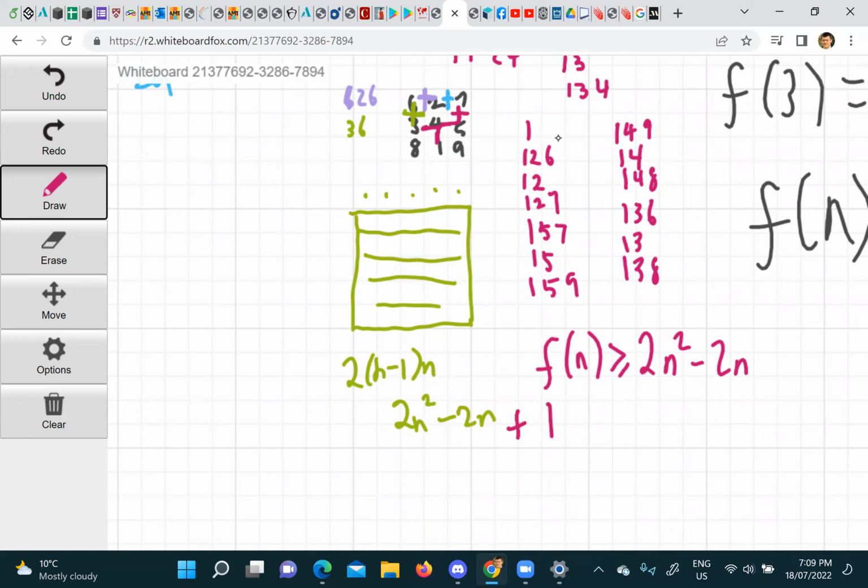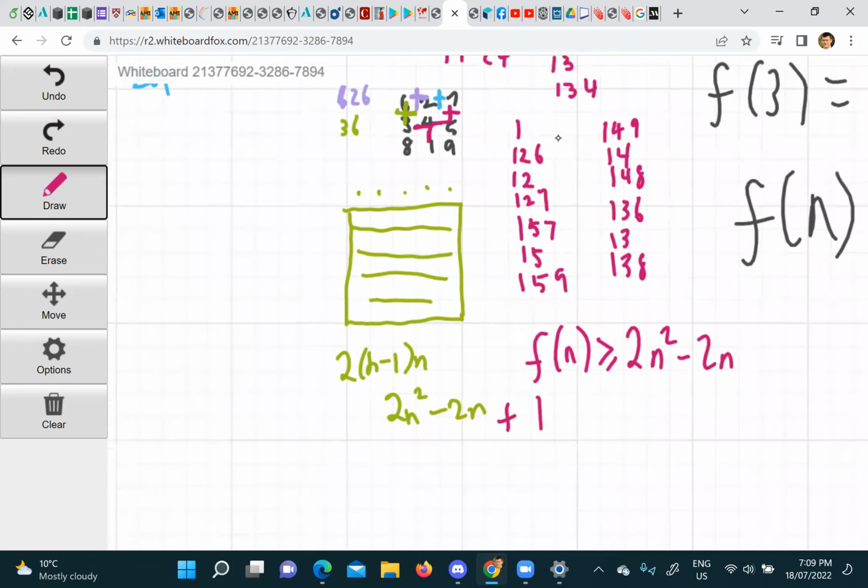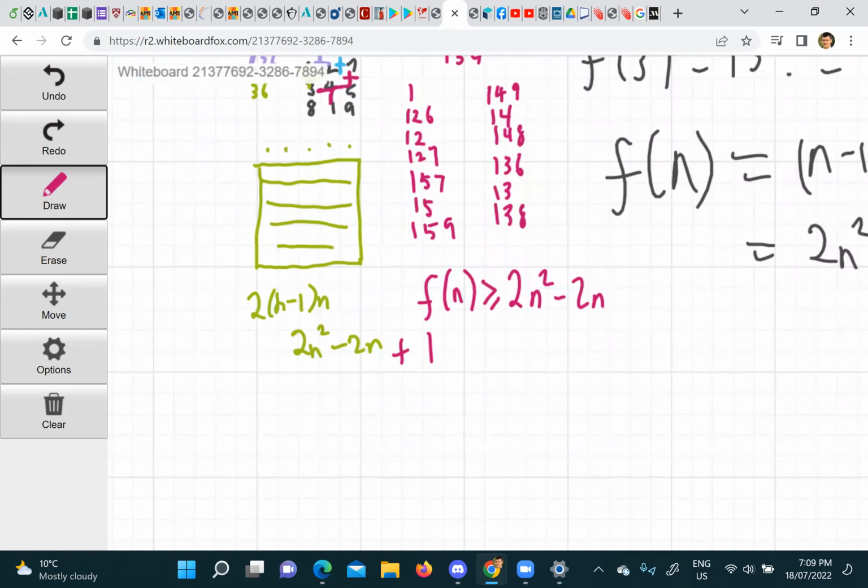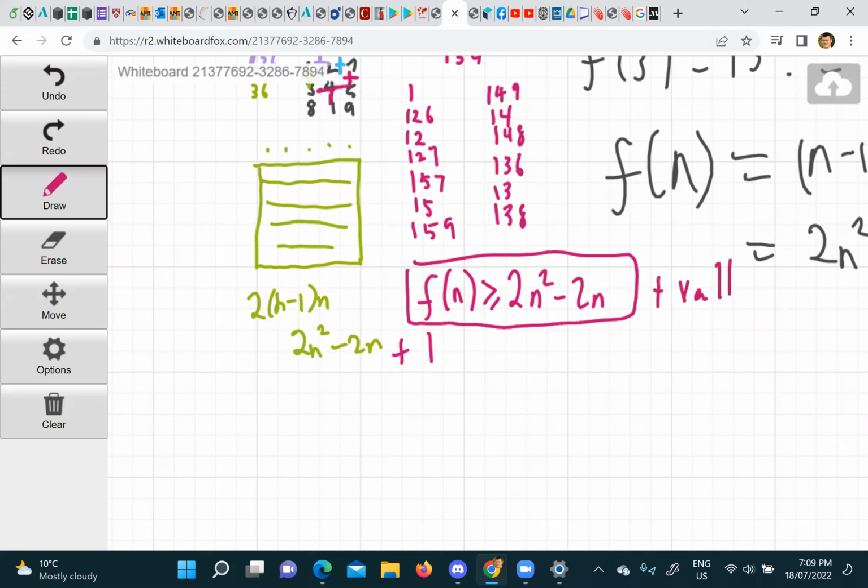So basically, what you're trying to do. So actually, you prove now that the actual answer is always bigger than or equal to 2n squared minus 2n. Okay, and since you haven't even counted the valleys, it's actually greater than or equal to that plus the number of valleys.